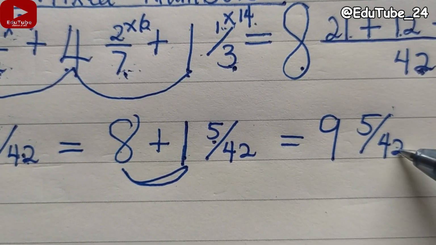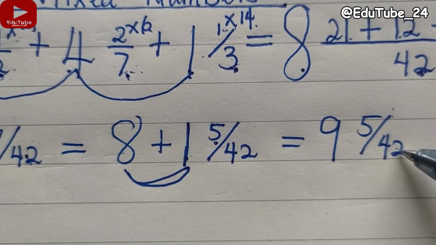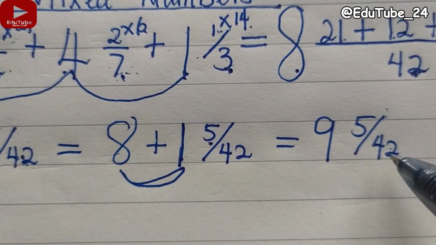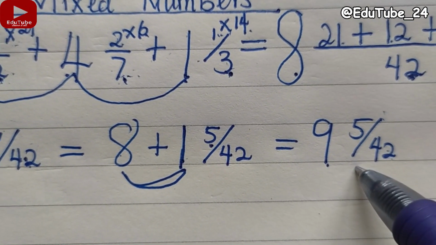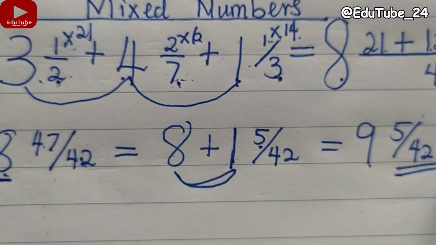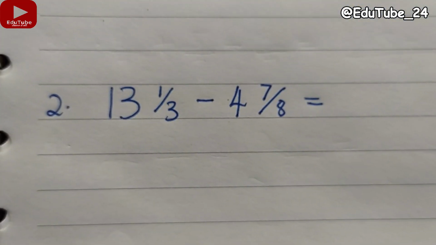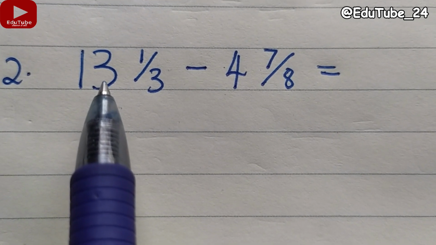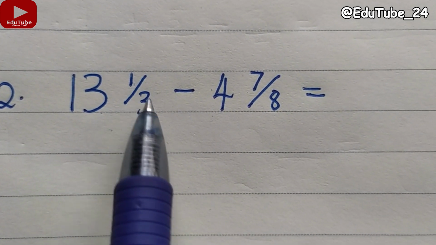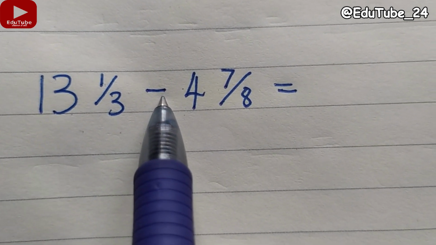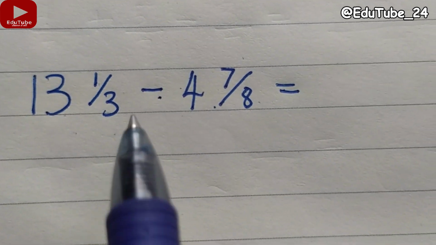Do they have a common factor that can further simplify them? No. So I can safely say 9 whole number 5 over 42 is my final answer from the addition of these mixed numbers. Now example number 2, we are doing 13 whole number 1 out of 3 minus 4 whole number 7 out of 8.